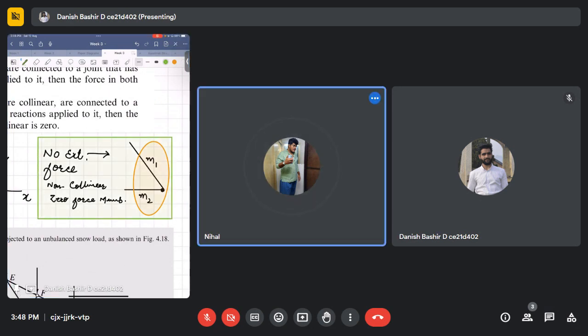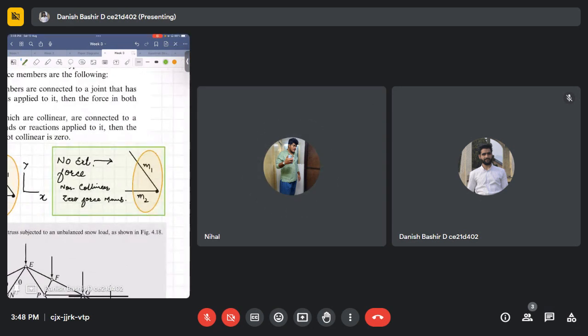Yes, sir, it's clear. So if at any joint two non-collinear members are joining and there is no external force acting at that point, you just, without thinking anything else, take both of the members as zero force members.